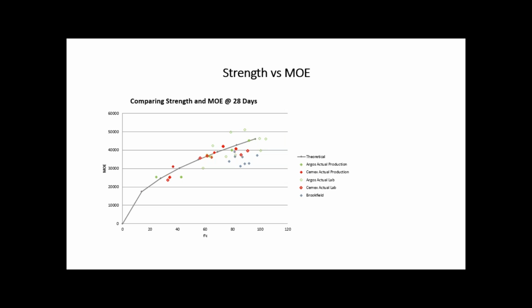This is a chart that we did in-house of measurements of MOE relative to strength for a number of different projects that we have been working at over the last number of years. And the gray line shows you the theoretical modulus of elasticity based on the empirical values that I previously showed. And the points here are measured values, and it shows you how much variation you can get between measured values and theoretical.